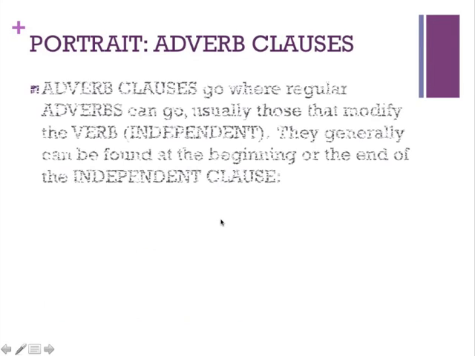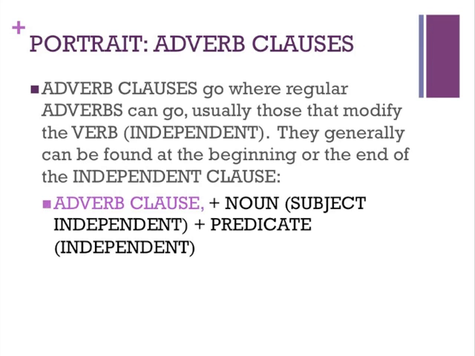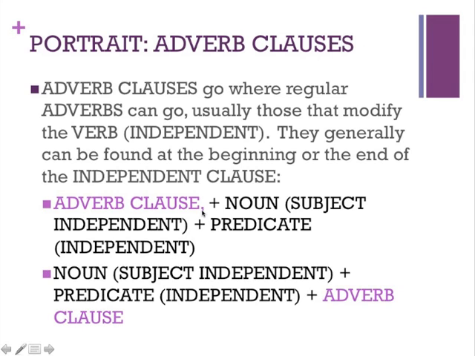Finally, adverb clauses go where regular adverbs can go, usually those that modify the verb. Now, of course, this is not always the case, but usually. They generally can be found at the beginning or the end of the independent clause. So, for example, one thing we notice is if we can have an adverb clause at the beginning, generally we separate them with a comma. If the adverb clause is at the end of the sentence, it does not need to be separated with a comma most of the time.